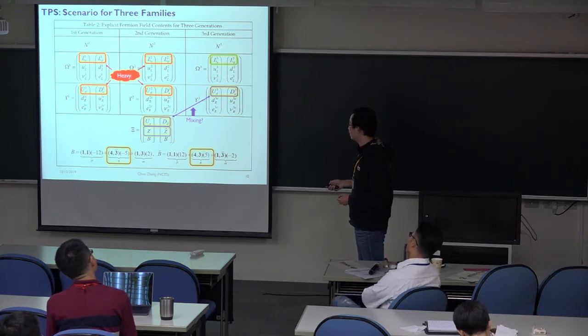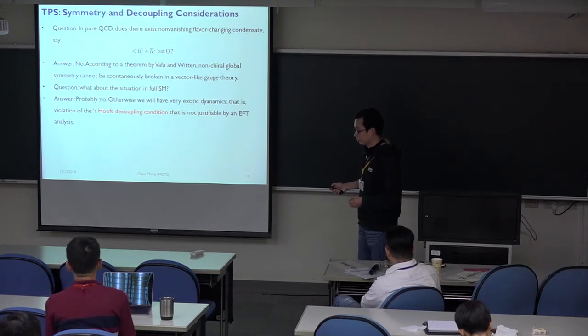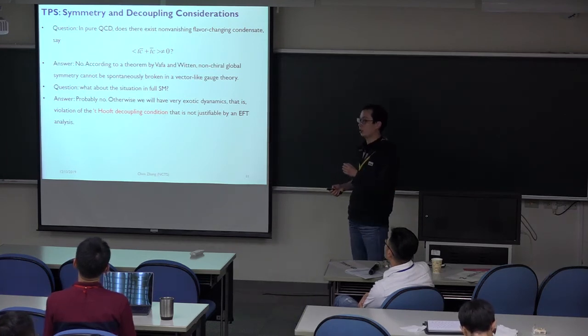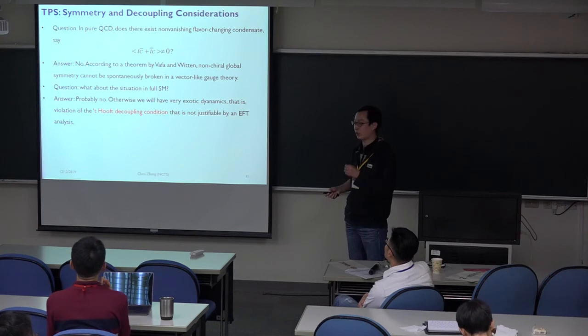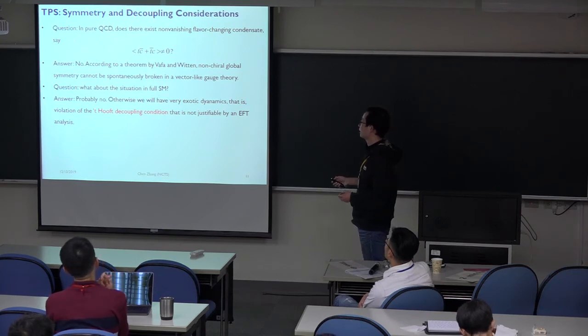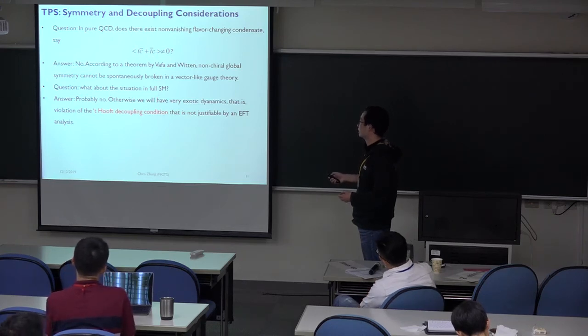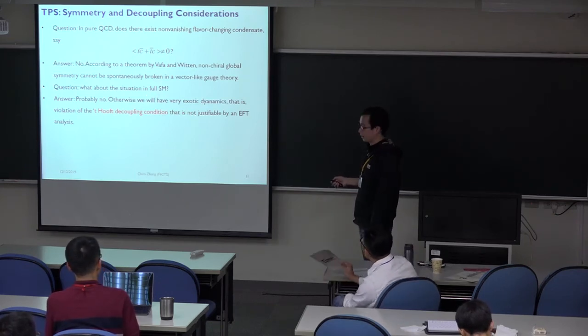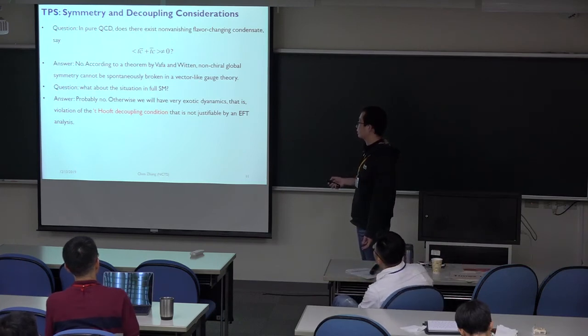The important thing is that we can generate masses for the third family using just the vector mediation. However, for the first and second family, we found that it is impossible, and we need to rely on other mechanisms. The reason is related to this simple question. For example, in pure QCD, does there exist a non-vanishing flavor-changing condensate, say, this T C-bar condensate? The answer is no, because according to a theorem by Vafa and Witten, non-chiral global symmetry cannot be spontaneously broken in a vector-like gauge theory. And what about the situation in the full standard model? The answer is probably no, because otherwise we would have a violation of the 't Hooft decoupling condition.